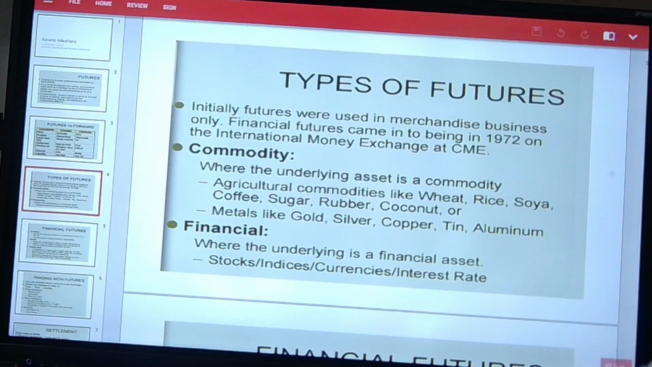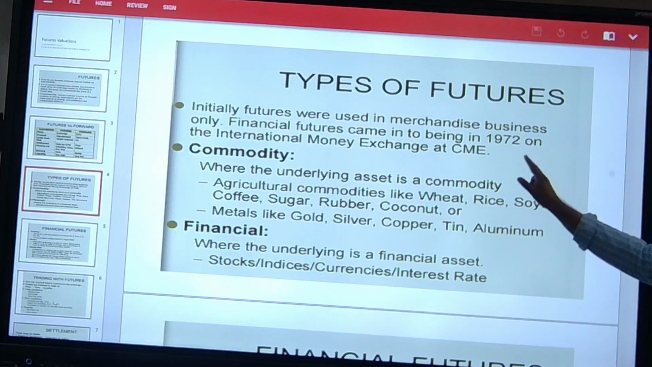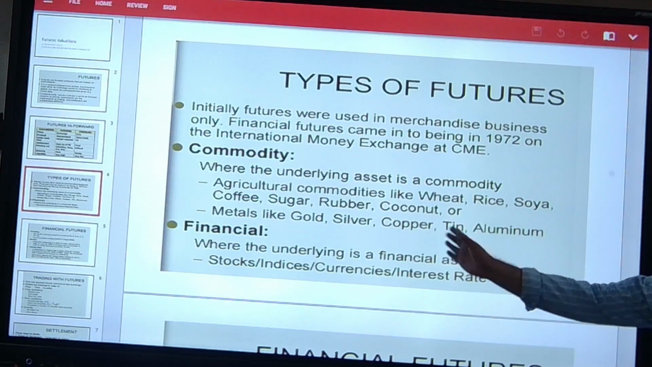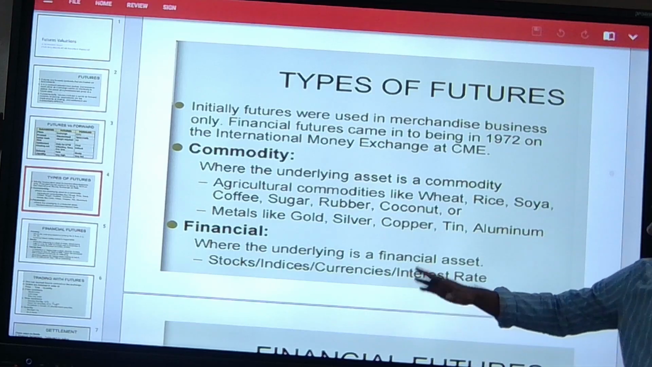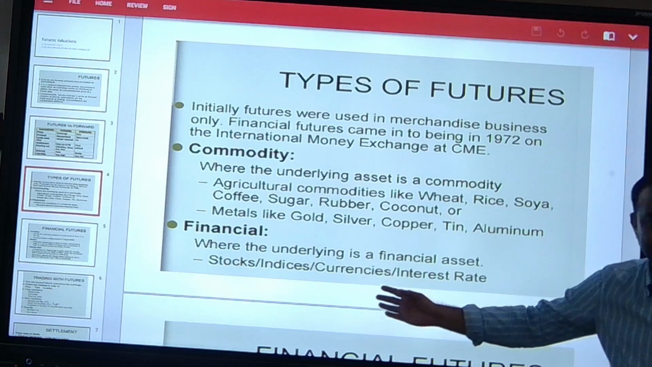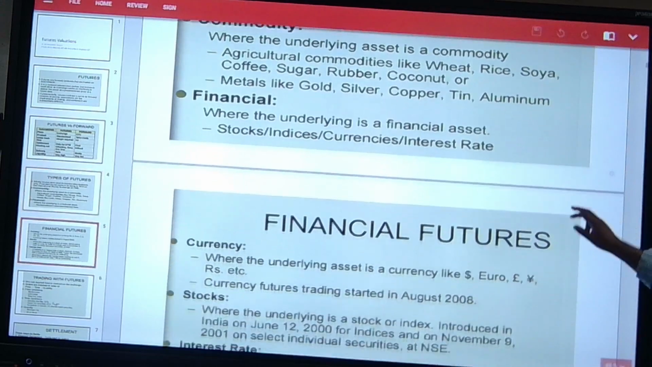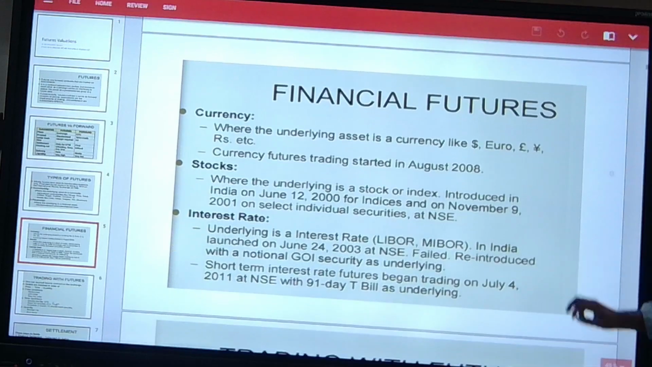Types of futures. First, it was started in 1972 at the International Money Exchange at CME. It started with commodities. Commodity futures are wheat, rice, sugar, and in metals we have copper, tin, aluminum. Okay, we have financial contracts as well: stocks, bonds, stock indices, currencies, interest rate. Financial futures are the more important futures according to your syllabus.